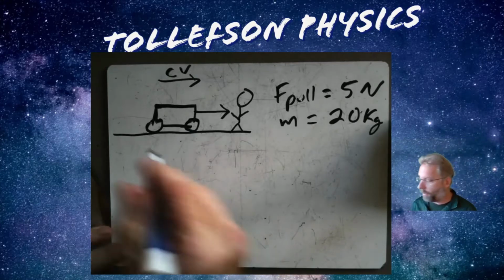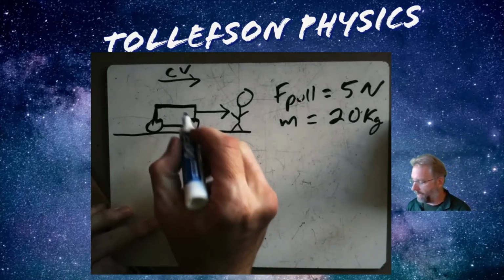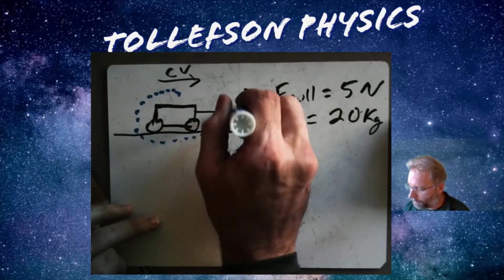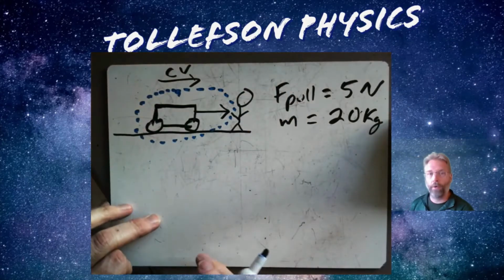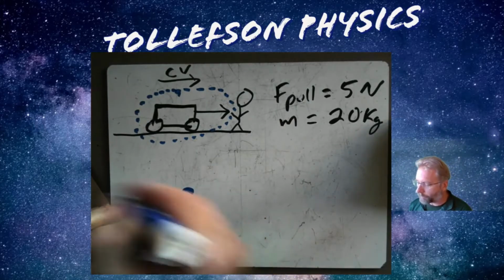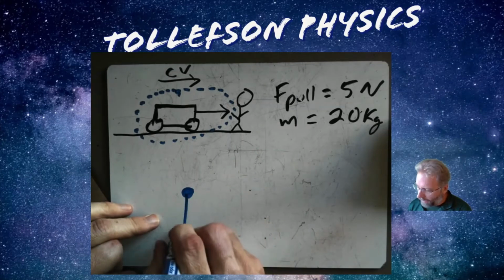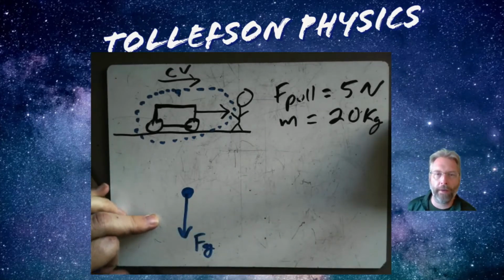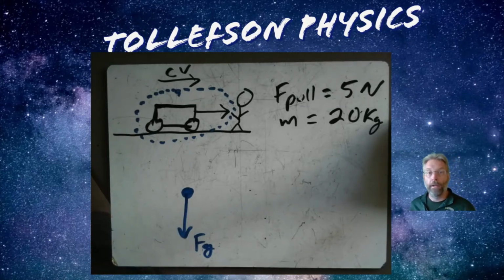So what we're going to do is look at what forces are acting upon the wagon itself. So I'm going to draw it around the wagon up to the person's hand, and we'll do it from that. I'm going to draw my center of mass, and then we always have, on Earth at least, the force due to gravity. So I'm going to go ahead and start with that right away. And now let's look at what else must be going on.